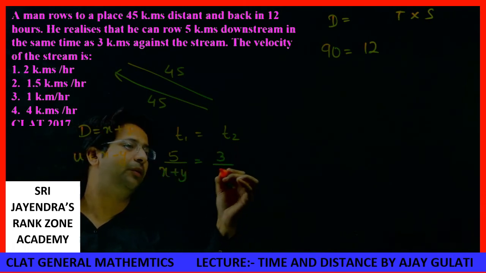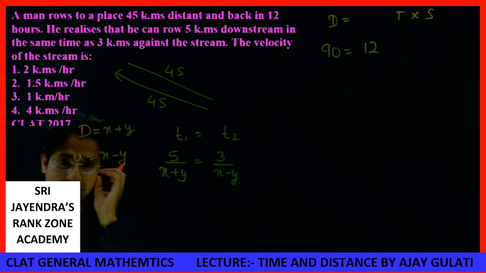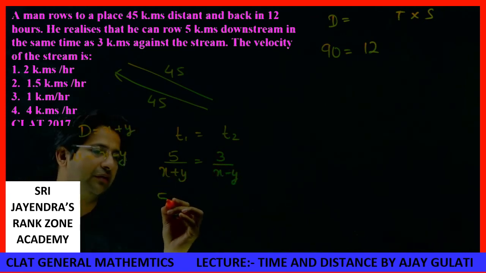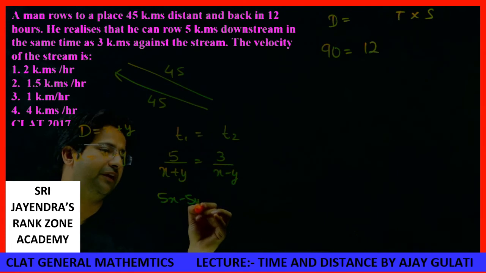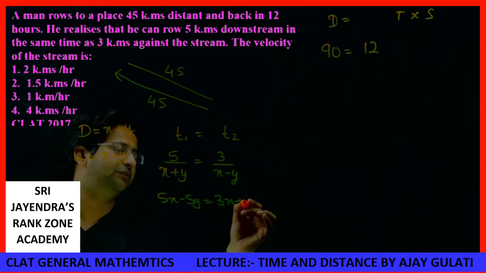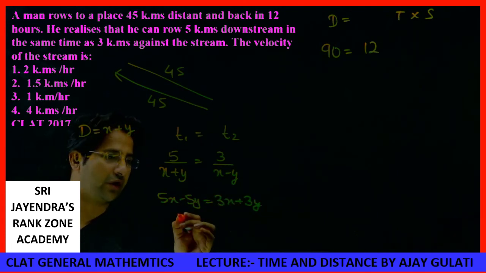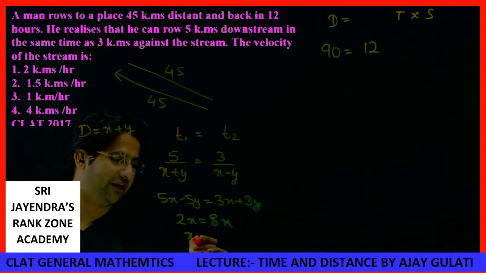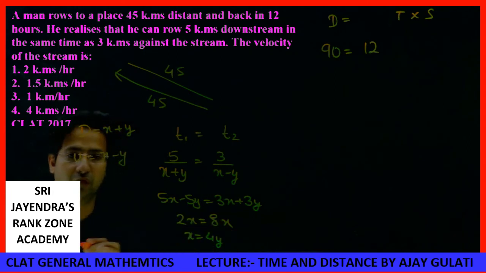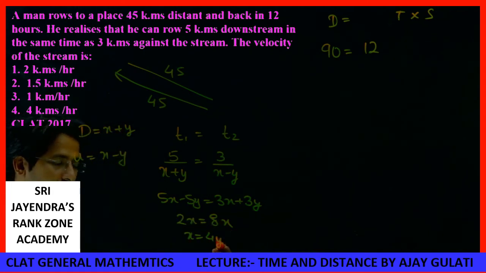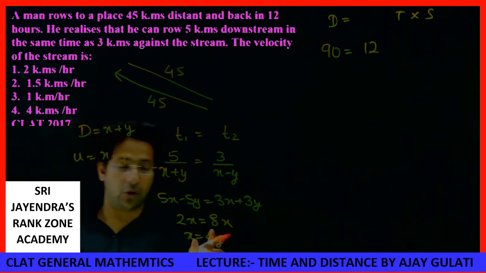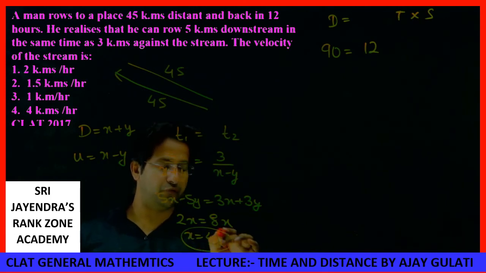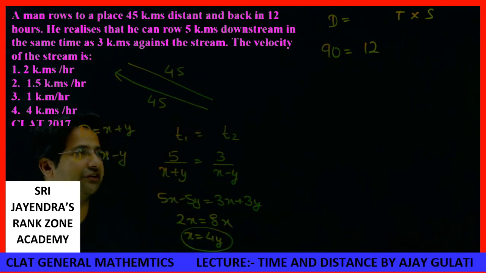As 3 kilometer upstream against the stream. Okay, so what do I get? 5x minus 5y is equal to 3x plus 3y, or I can say 2x is equal to 8y, that is x is equal to 4y. Getting it? x is equal to 4y. Now this is the main thing. x is equal to 4y. We are asked the velocity of the stream.